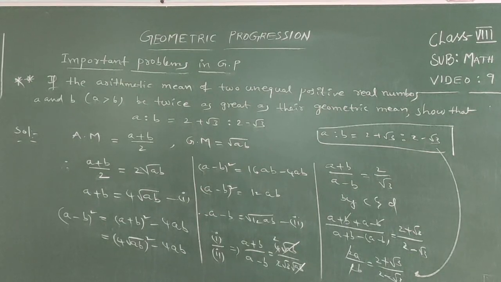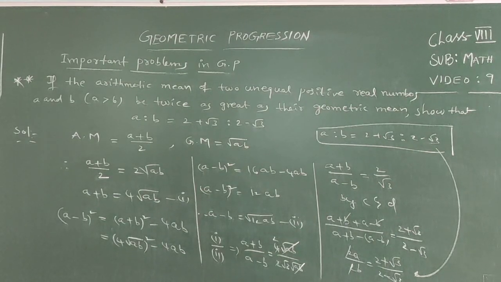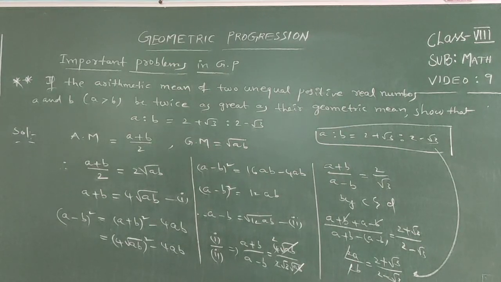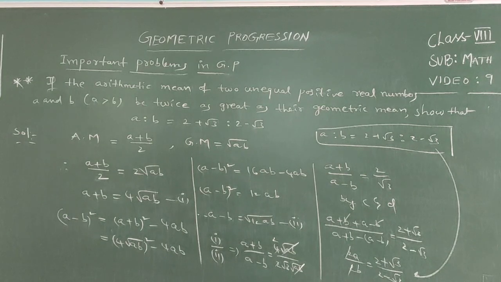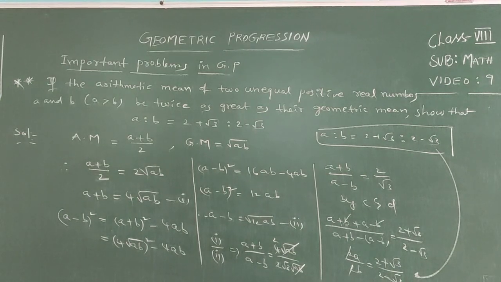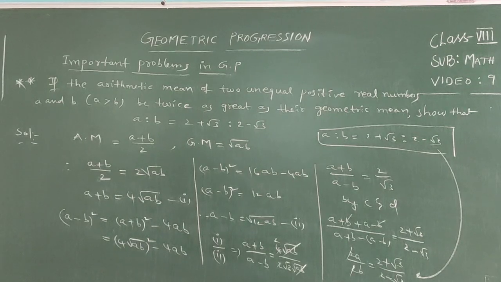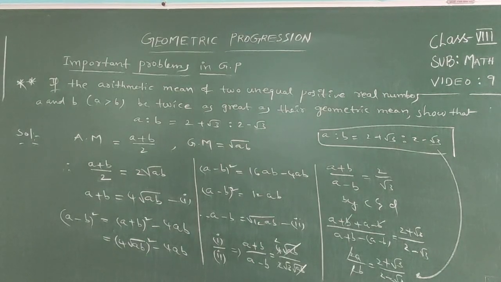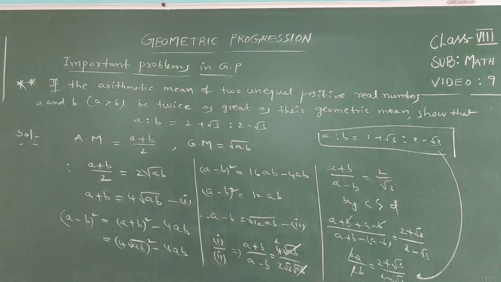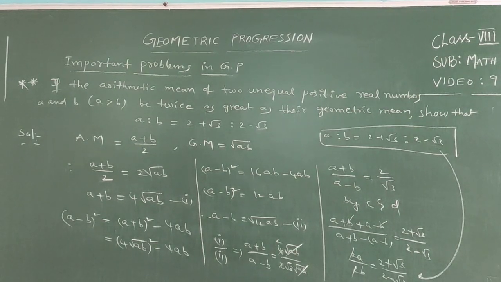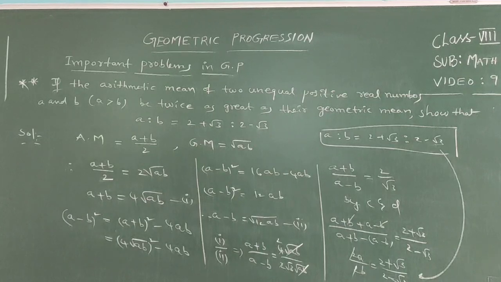Arithmetic mean of a and b is a plus b by 2. Geometric mean of a and b is root ab. Here AM equal to 2 times GM, they give. That's why a plus b by 2 equal to 2 into root ab. a plus b equal to 4 root ab. With the help of a plus b, you can find a minus b by using a special product. a minus b whole square equal to a plus b whole square minus 4ab. So 4 root ab whole square minus 4ab equal to 12ab.